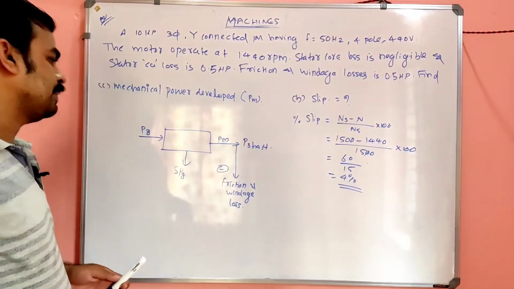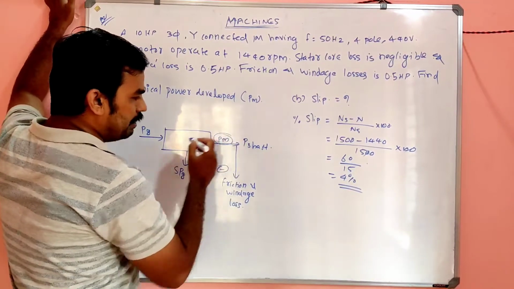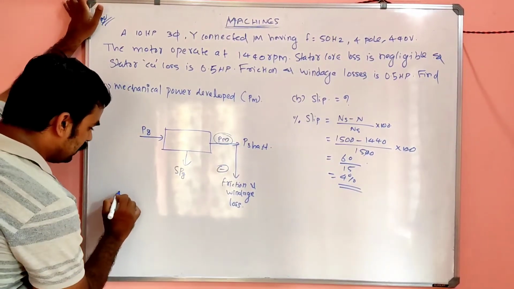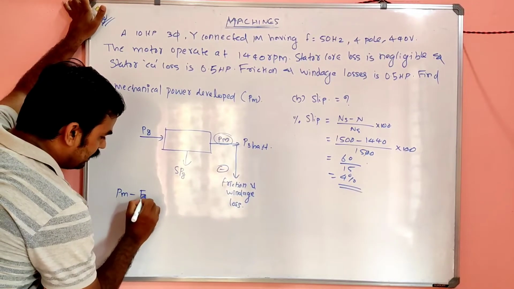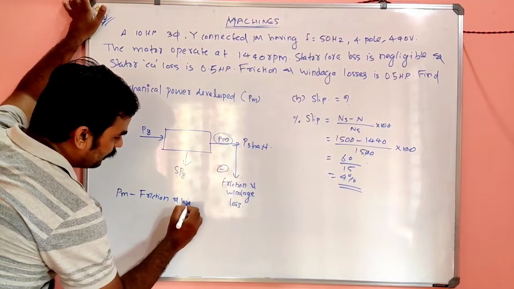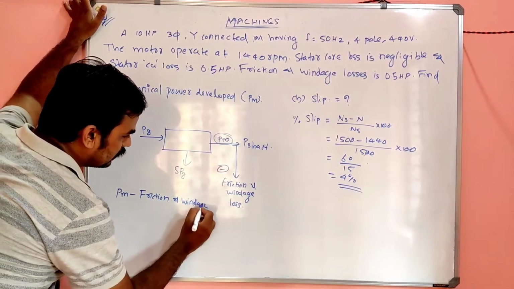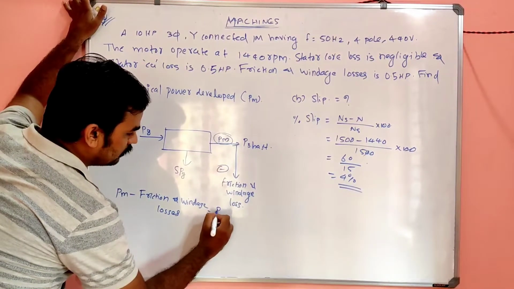I already explained this, right? So we have to find what? This PM, right? So the connection between these is PM minus friction and windage loss equal to P shaft.